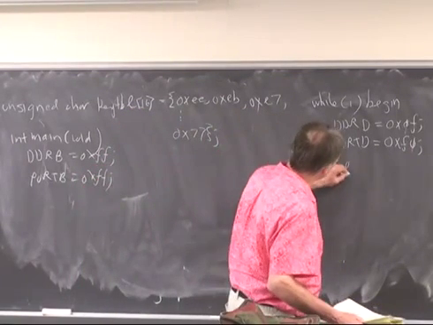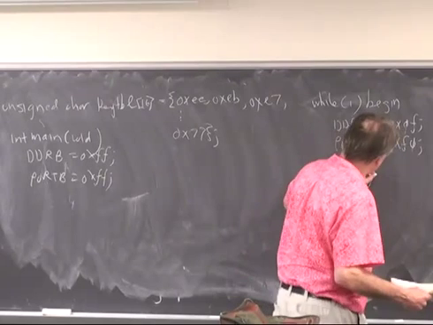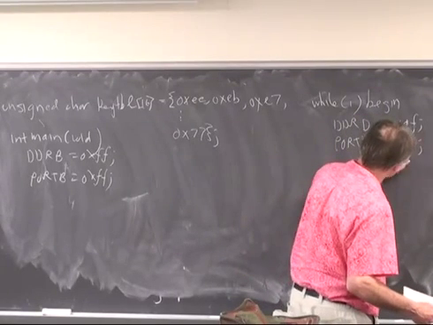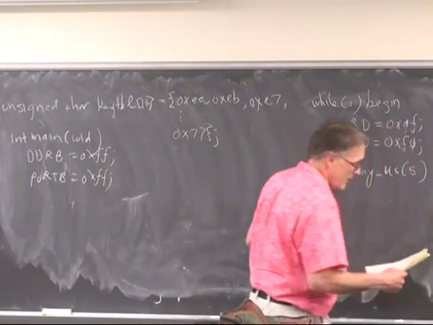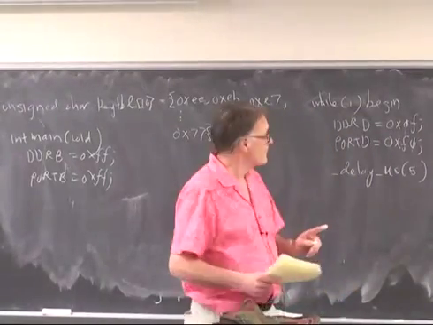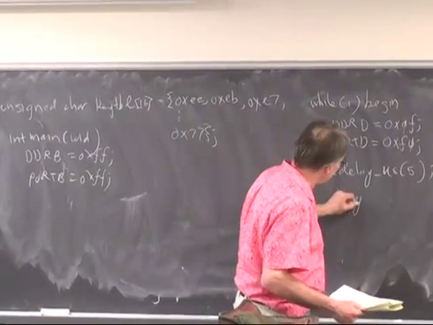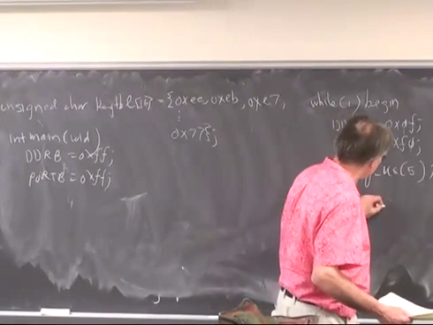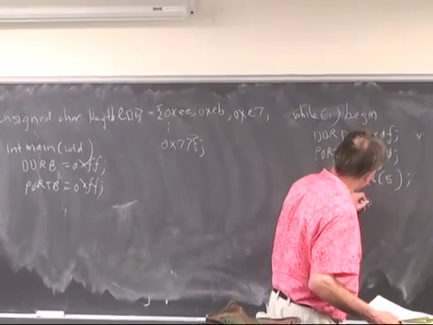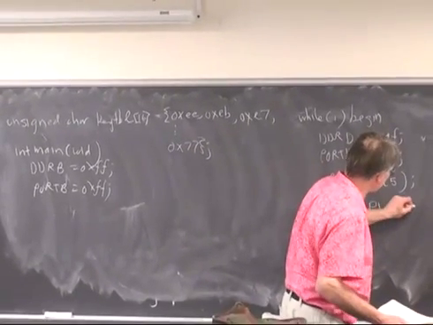Now we're going to do a delay underscore microseconds 5, and I'll tell you why in just a minute. It turns out to be important. And then we do a key, this is going to be the key code, equal to PIND.